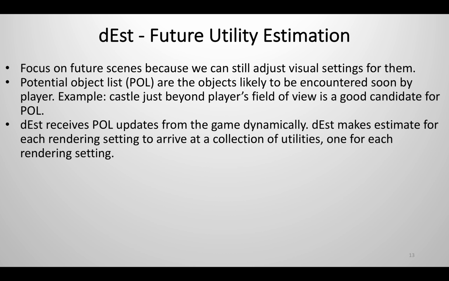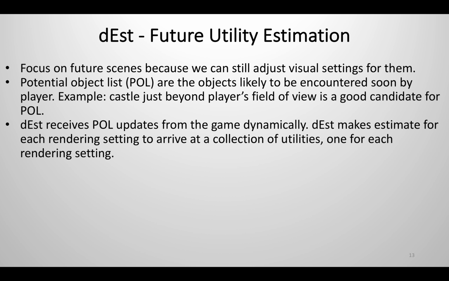They're basically the objects inside the frame that are likely to be encountered soon by the player. For example, if the player is just standing, and in his field of view you can barely see a castle in the distance, that's a good candidate for an object to come in the future. So it would be part of the POL for the upcoming scene.